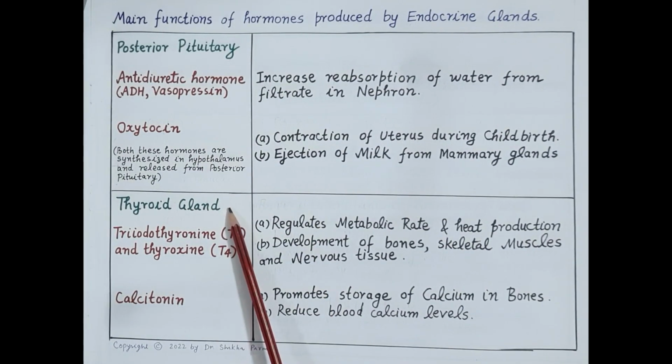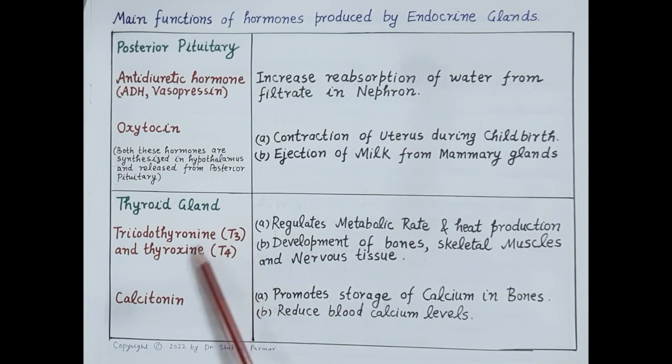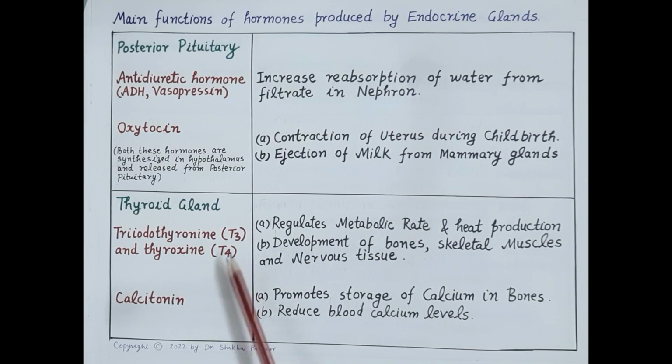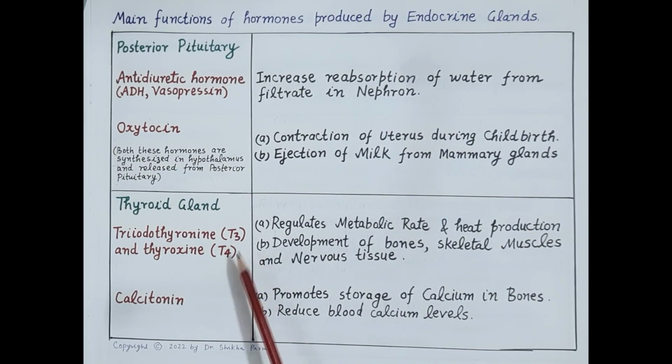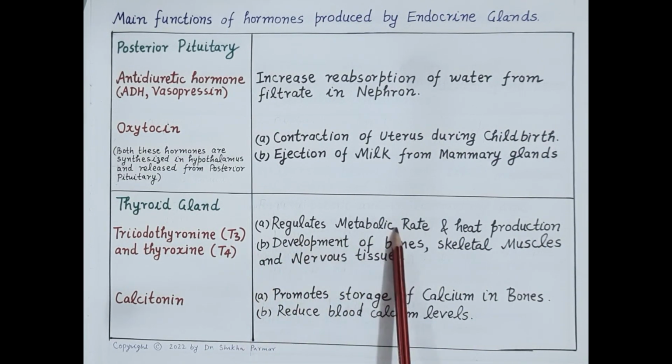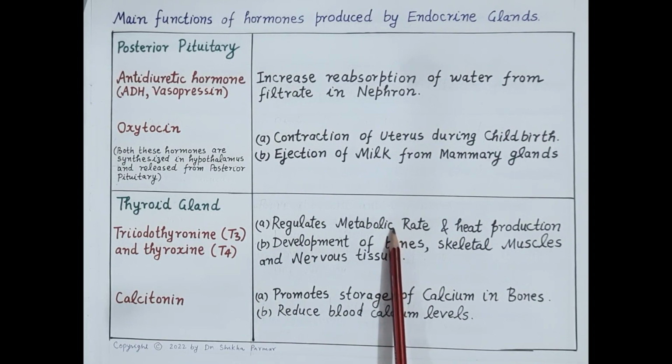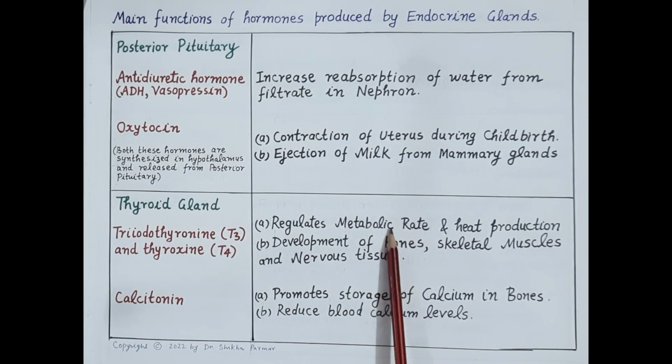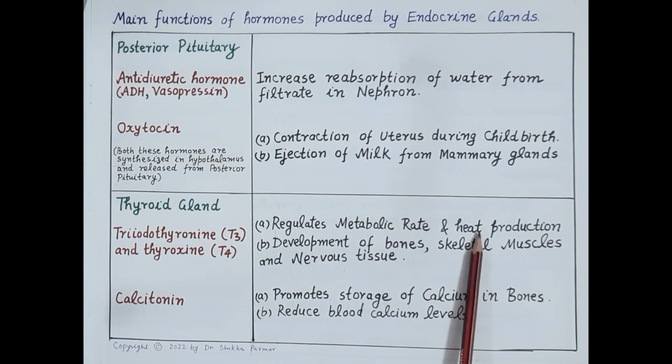Now, the next endocrine gland is the thyroid gland. As discussed earlier, the thyroid gland produces three hormones: triiodothyronine, in short T3, thyroxine, T4, and calcitonin. Now, the main function of T3 and T4 is to regulate metabolic rate. As heat is produced during the metabolic processes, T3 and T4 also regulate production of heat in the body.